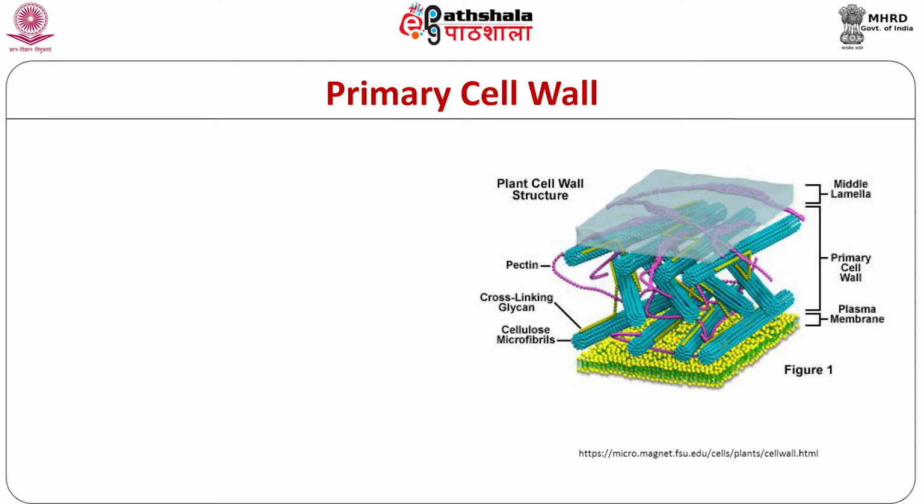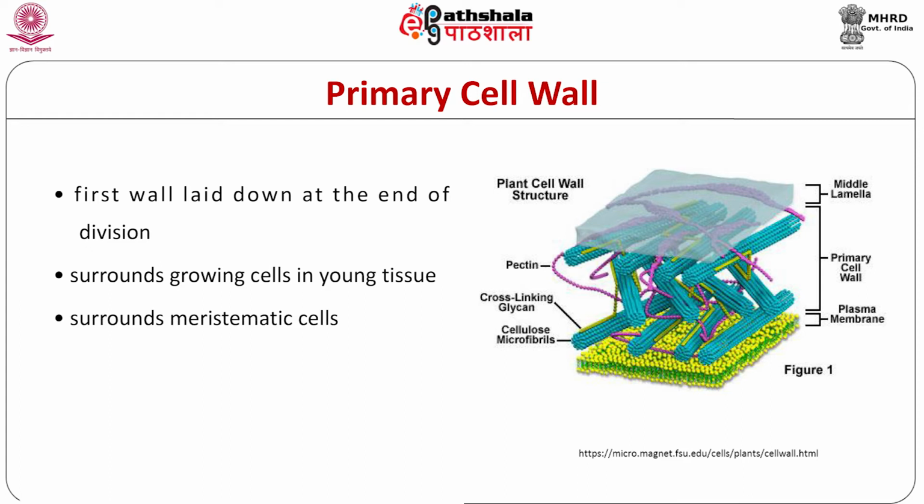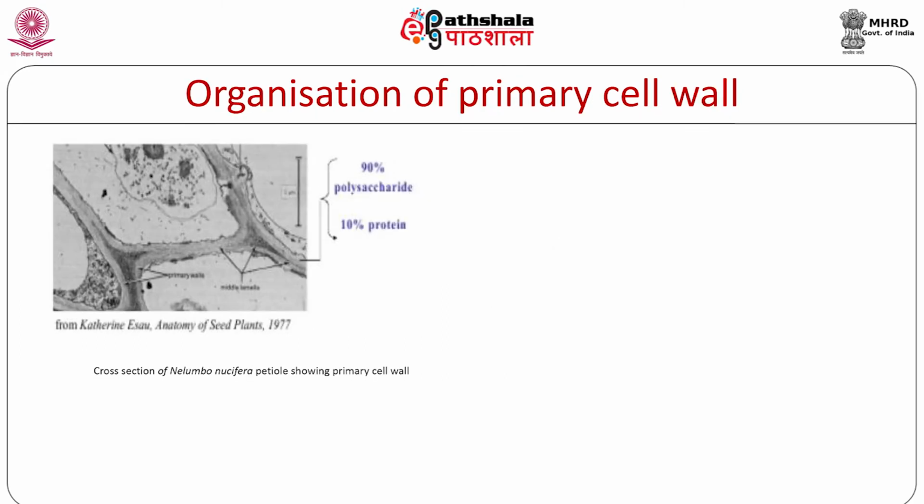Primary cell wall. It is the first wall laid down at the end of cell division, many times referred to as phragmoplast. It surrounds the growing cell in the young tissue, meristematic cell and is present in all types of tissues. It is composed of 90% carbohydrate and 10% proteins. Organization of primary cell wall.